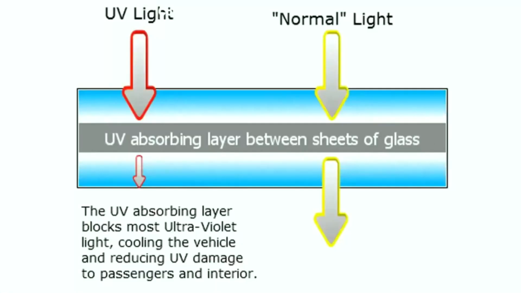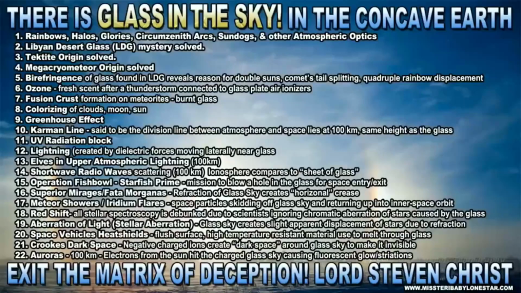Number 11, ultraviolet radiation block, UV block. Did you know our atmosphere blocks out a lot of ultraviolet light? And did you also know that glass blocks out ultraviolet light? Did you know that?